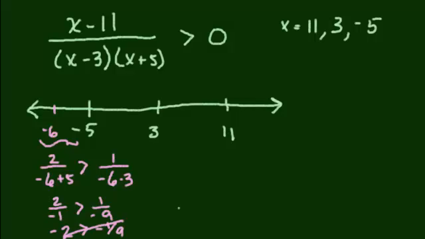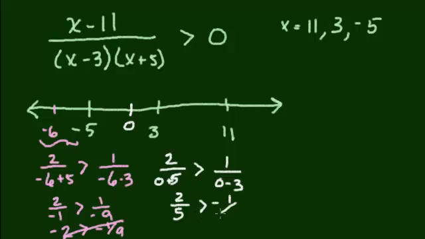I'll go on to another one. I'll choose a number in between negative 5 and 3. 0's in there. That's my favorite number. So I'm going to test 0. I will have 2 over 0 plus 5. That's 5, 0 plus 5, just so that you can see what I did. Greater than 1 over 0 minus 3. Now is 2/5 greater than negative 1/3? Yeah, it is. So in between here works.